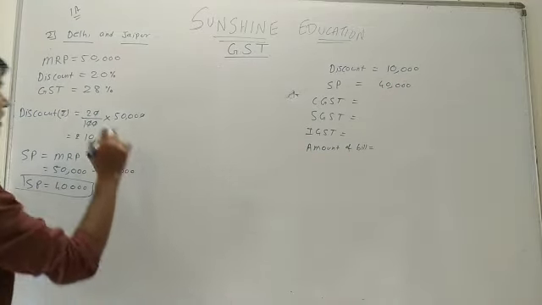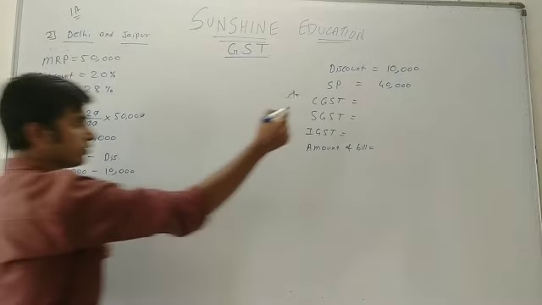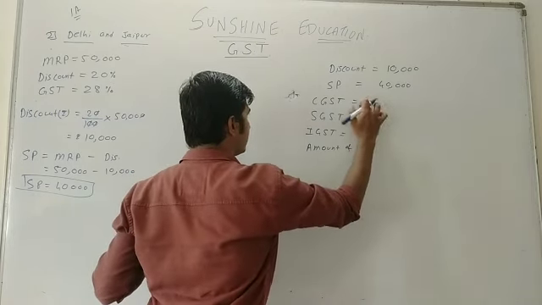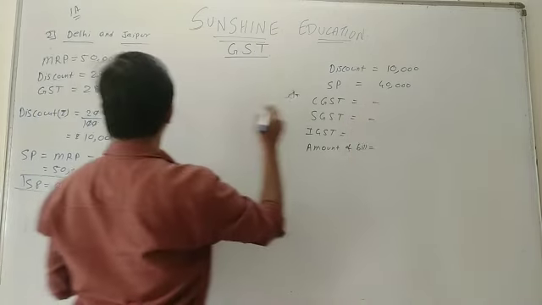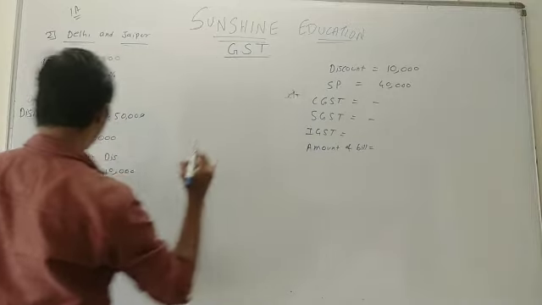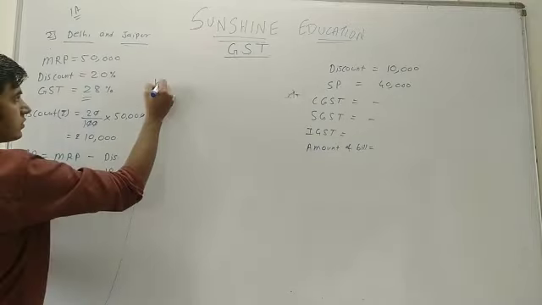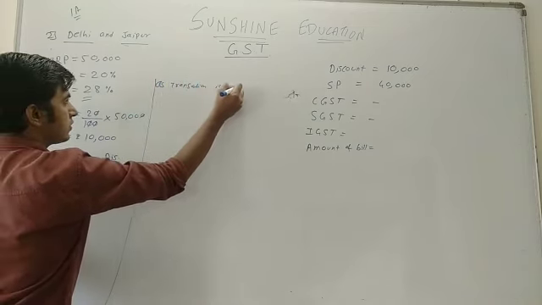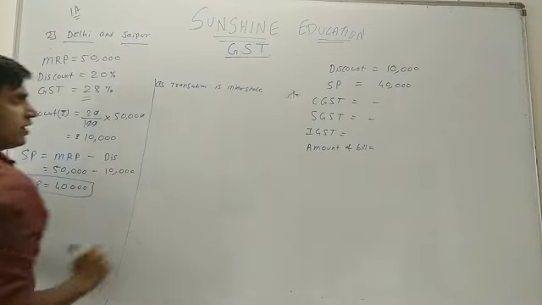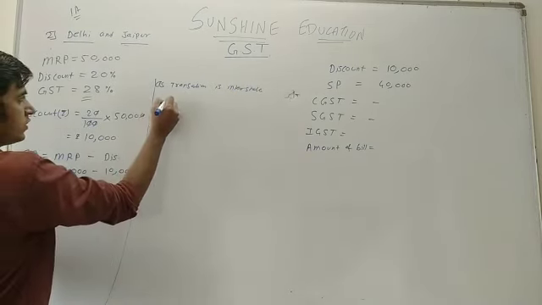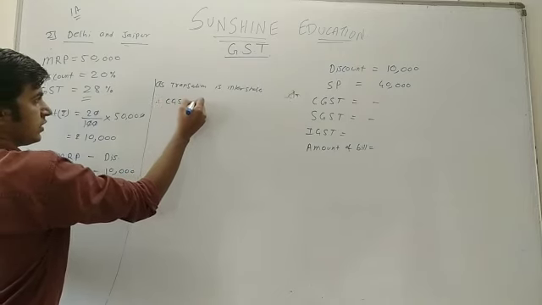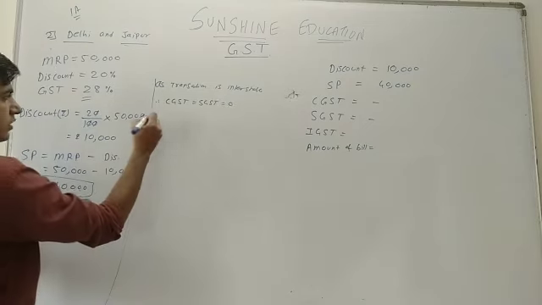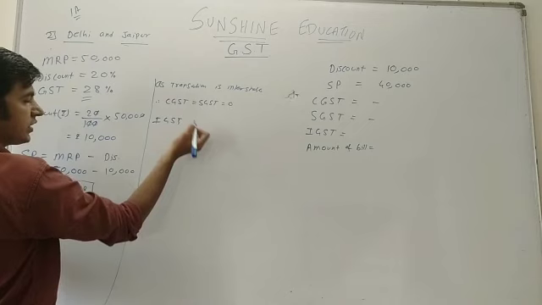Now, whenever the transaction is interstate, there won't be any CGST or SGST. You can just write a dash over there, and the whole GST will be IGST. As the transaction is interstate, therefore CGST and SGST will be nil, and everything will be IGST, integrated goods and service tax.